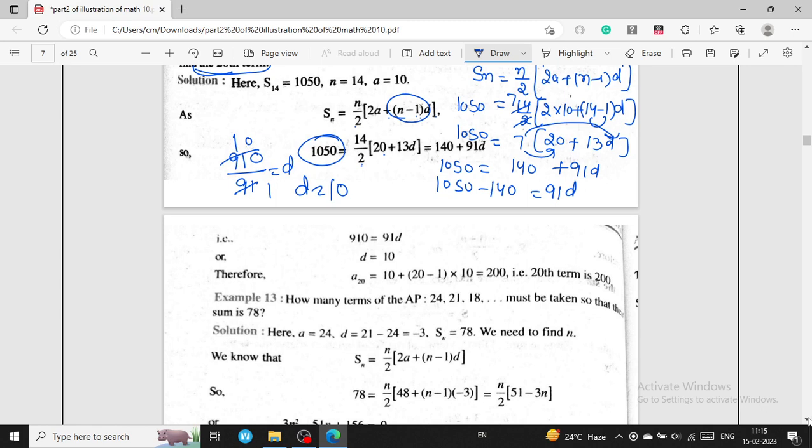When we find d is 10, then we have to find the 20th term, because in the question we have to find the 20th term. a20 is equal to a plus (n minus 1) d. a is given 10, n is 20 minus 1, and d we found, that is 10. 10 plus 19 times 10 is 190, so the answer will be 200. 200 is the 20th term.